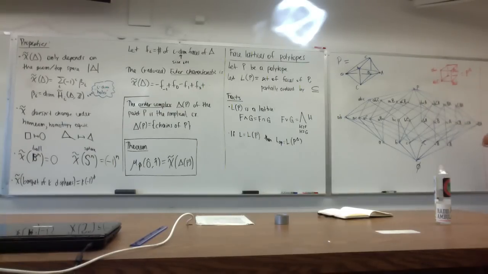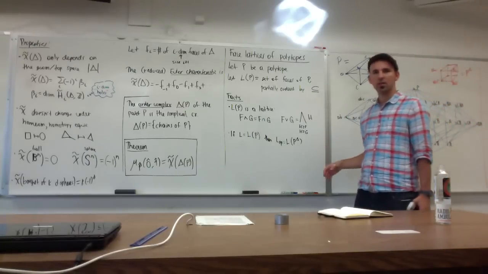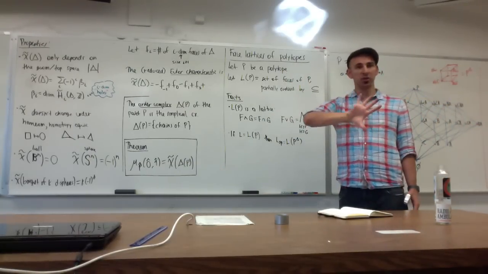And vice versa. And it's a fact that there's a bijection between faces here and faces here that reverses the order. So that means that if you take a face lattice and you turn it around, it's still a face lattice.